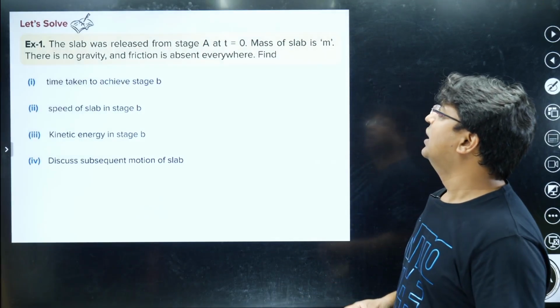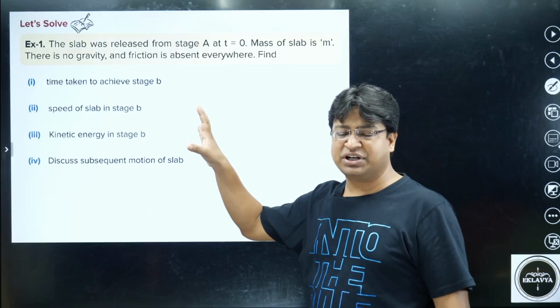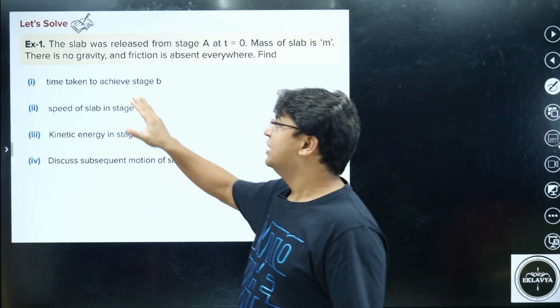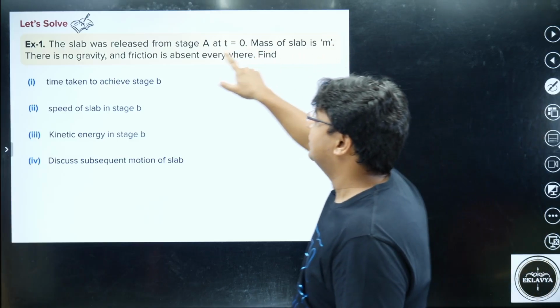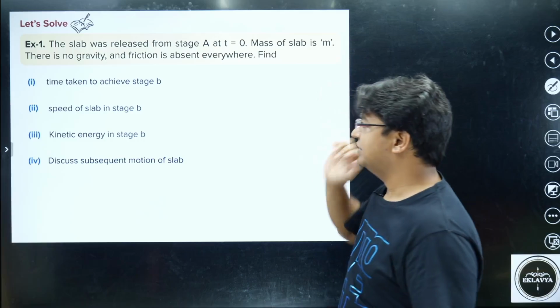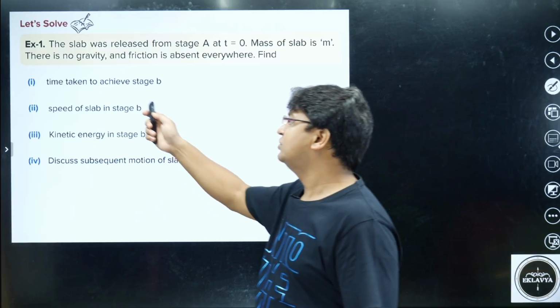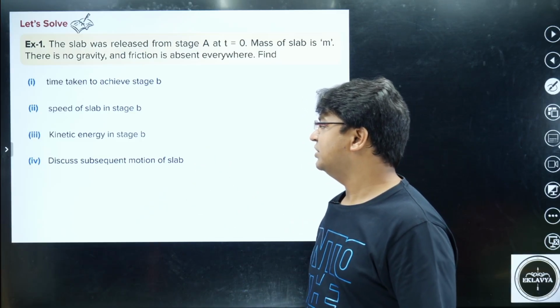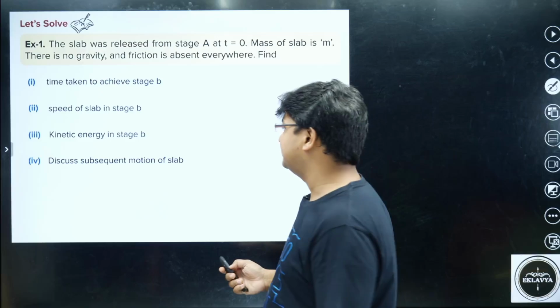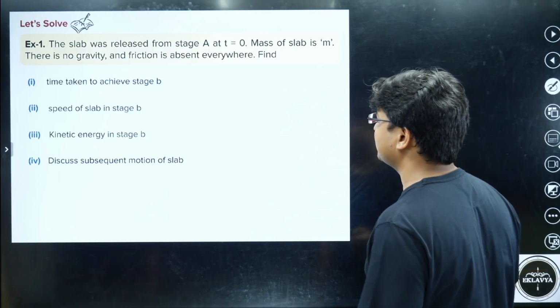And for that, based on the situation that I was going, a question is written here. The slab was released from stage A at t equal to 0. Mass of the slab is m. There is no gravity and friction is absent everywhere. Find the time taken to achieve stage B. It should actually be stage C. So guys, I'll tell you exactly what the question is.